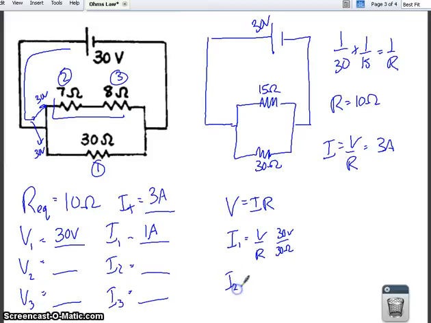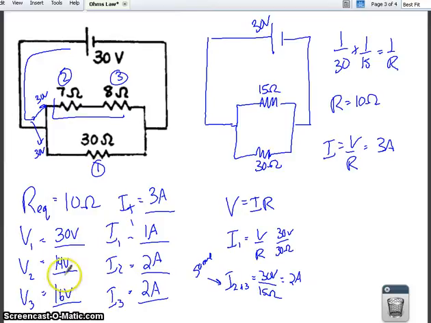The current through 2 and 3 is going to be the same because they're in series. So it's going to be 30 volts going in, divided by 15 ohms, so I get 2 amps here. Now that I know the amps, I can solve for the voltages of these two. V equals I times R. 2 amps times 7 ohms is 14 volts. 2 amps times 8 ohms is 16 volts.